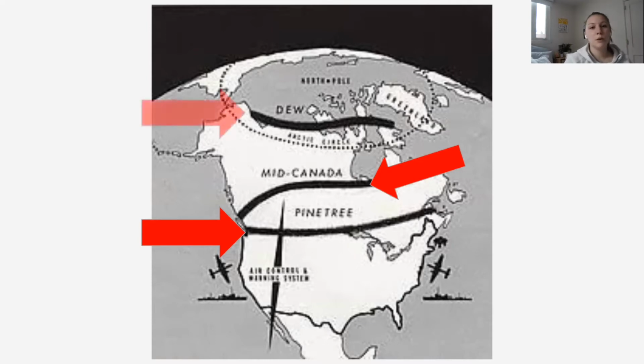The last line that was put in place was the DEW line, the distant early warning line. This one was spread across northern Alaska to the Baffin Islands. It was situated in the Arctic because it was easiest for the Russians to come to our continent from the north.